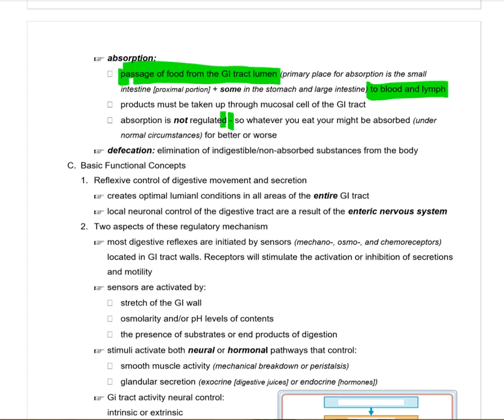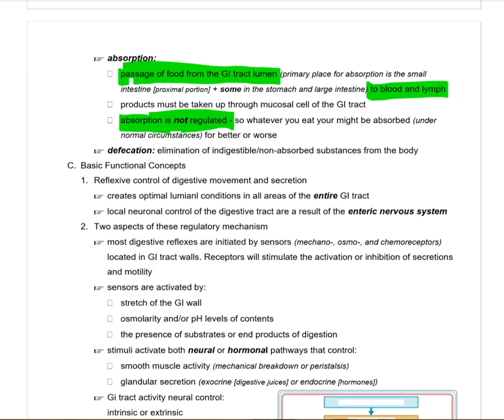Absorption is not regulated. So everything else had been regulated up till now. So whatever you eat might be absorbed. So the "you are what you eat" is kind of correct. Once it goes into your body, if it can go into your bloodstream, it will. If you have a gigantic piece of birthday cake and you're like, oh my gosh, I ate way too much sugar, unfortunately, once it gets into your digestive system and starts getting absorbed, it's going to get absorbed. So absorption is not regulated.